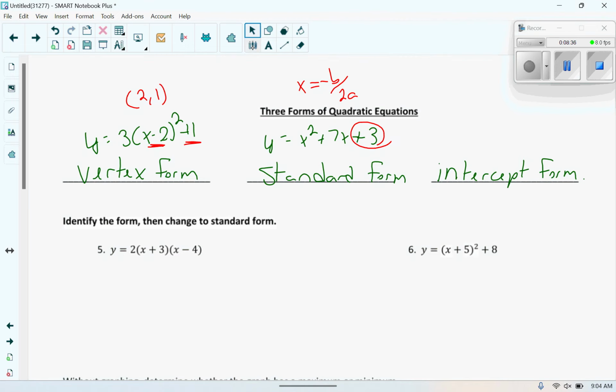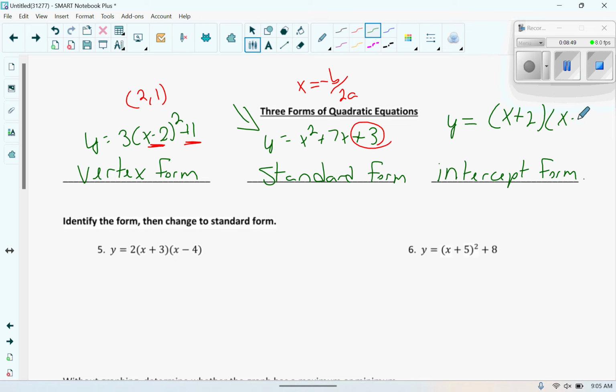And this happens when you can factor the standard form. So let's pretend that we factored something and we ended up with x plus 2 and x minus 3. Intercept form actually tells us the solutions, or where it crosses the x-axis. So if we were to solve for this, this would be x equals negative 2, and this would be x equals 3. And so this is where it crosses the x-axis.